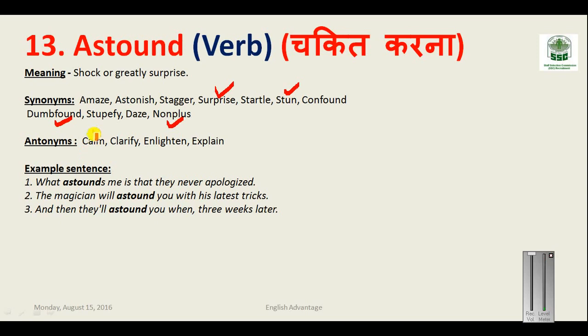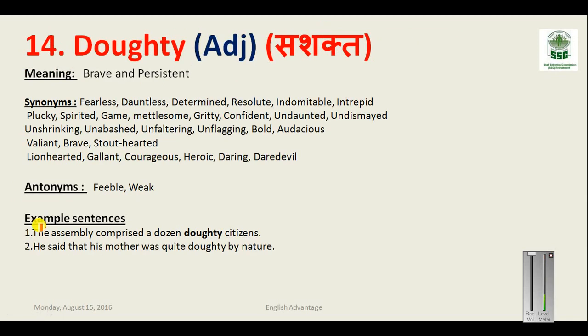And calm will be the most appropriate antonym for this word. Clarify, enlighten and explain can also be similar words. Example sentences for this word are: what astounds me is that they never apologized. Second and third sentences are: the magician will astound you with his latest tricks. He will amaze you. And then they will astound you when 3 weeks later. Very important sentence.